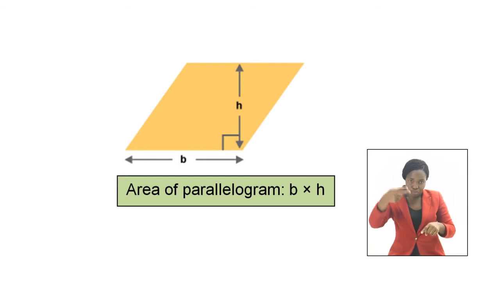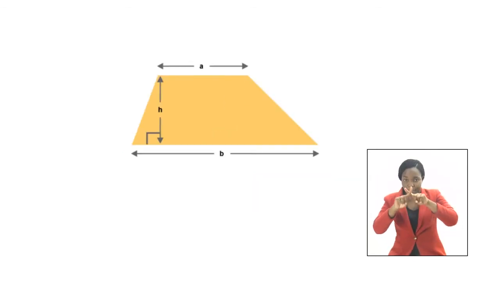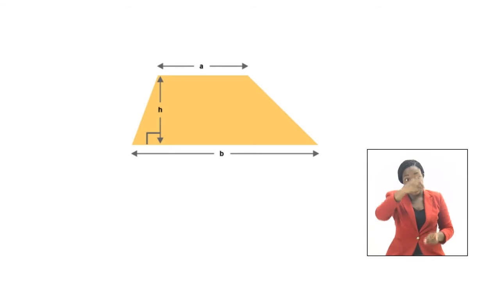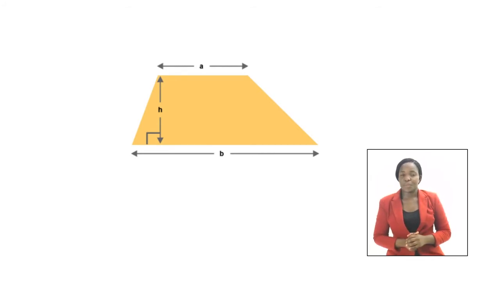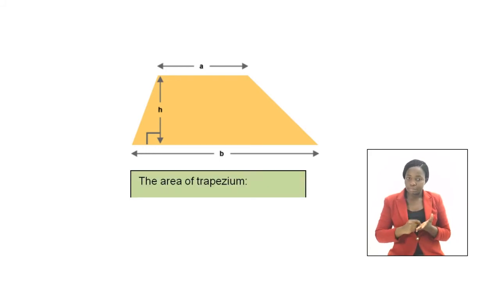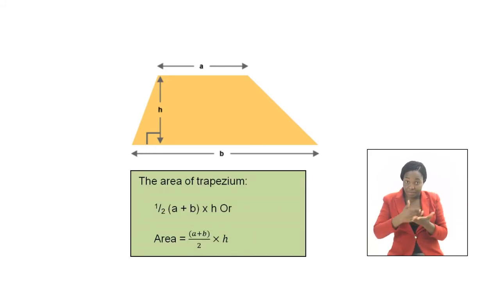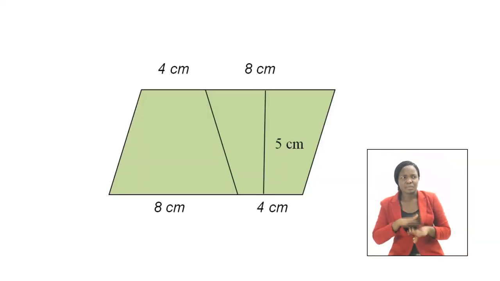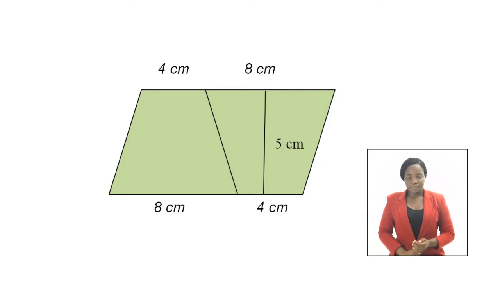The area of a parallelogram is base times height. The area of the trapezium assumes that A and B are the lengths of the parallel sides, and h is the perpendicular distance between the parallel sides. The area is the average of the two base lengths multiplied by the altitude or height. We write it as area is equal to half of the sum of the parallel sides times the height. Let's do some examples. And now we can try to find the area of a trapezium.